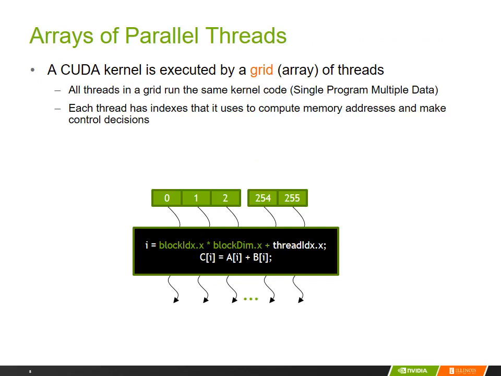Now we can understand the concept of CUDA threads. In a CUDA system, the CUDA kernel is executed by a grid or array of threads. And here we show an array of 256 threads. All the threads in a grid will run the same kernel code. And this is why we call this a single program, multiple data execution model. And sometimes you will hear the term single program, multiple threads, which is definitely a valid description. Each thread will have an index that it uses to compute memory addresses and make control decisions.